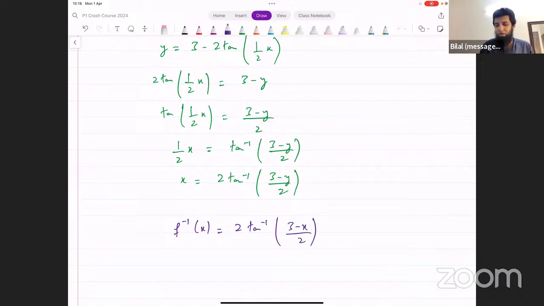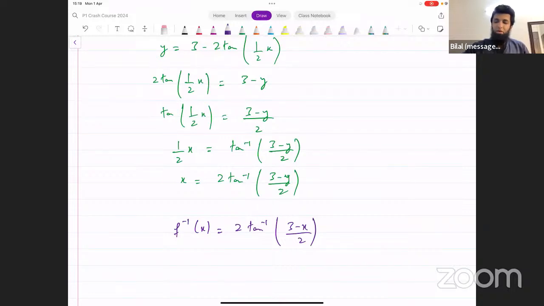Make sure to change this variable on the right side as well. Don't leave it as y. That will make you lose 1 mark. You have to write your answer in terms of x. So f inverse of x equals 2 tan inverse of 3 minus x over 2. That's the inverse function that we were looking for. Is that okay? Any problem with this? No, sir.